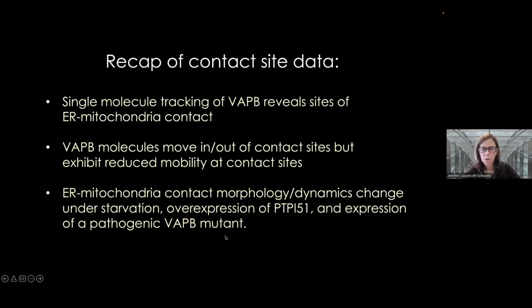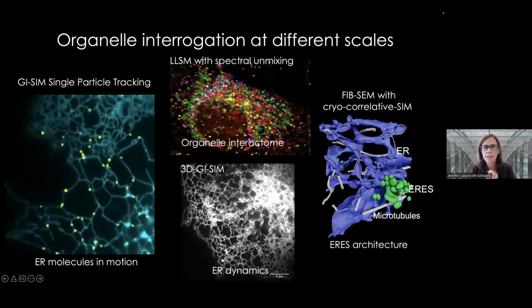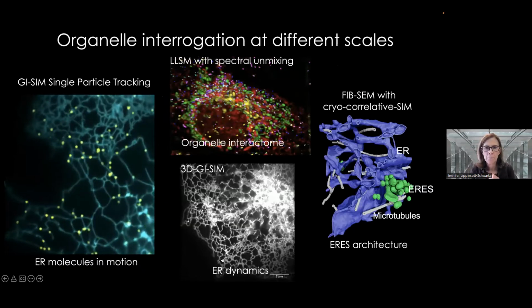And we can also see that these ER mitochondrial contact sites change their morphology and dynamics under different conditions like starvation, overexpression of the mitochondrial partner, PTPIP51, and expression of the pathogenic VAP-B mutant. So with that, I want to just end and thank you for listening.